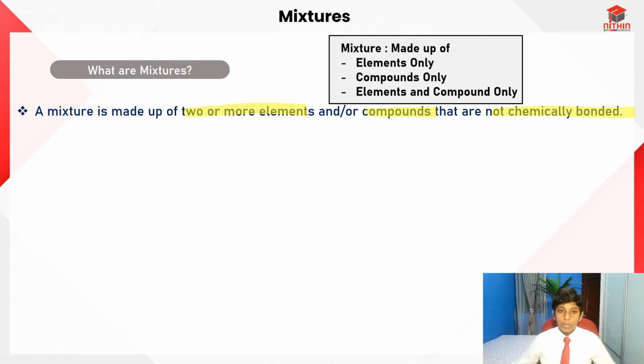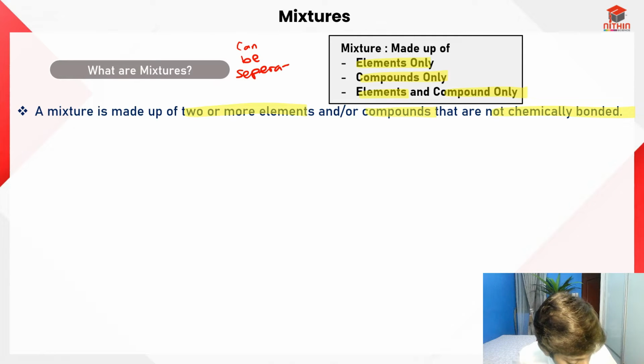So a mixture is made up of elements only, compounds only, or elements and compounds together. Basically it could be a mixture of only elements, or only compounds, or a mixture of both elements and compounds. Not chemically bonded together means that they can be separated using physical methods, unlike compounds, which can be separated using chemical means, because that is actually harder.